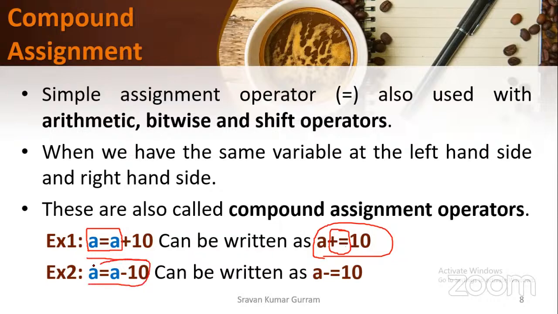See now, A assignment A minus 10. We have the same variable on both sides of the assignment operator, so for this we can implement compound assignment operator. How do we write it? A minus assignment 10. The same statement, A assignment A minus 10, can be written as A minus assignment 10. Like this, we can write the assignment operator with multiplication, division, and modulus division also.